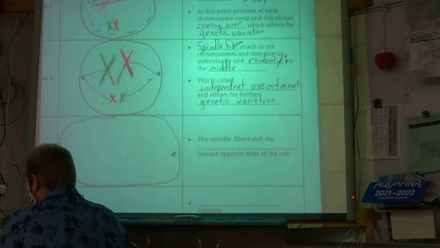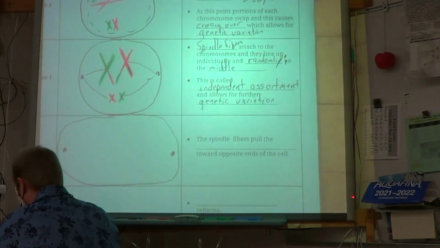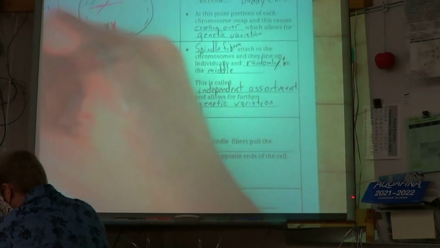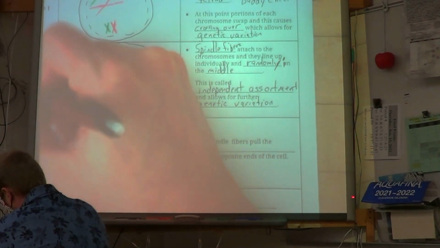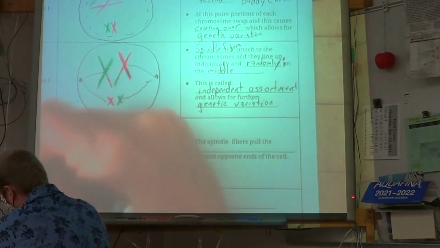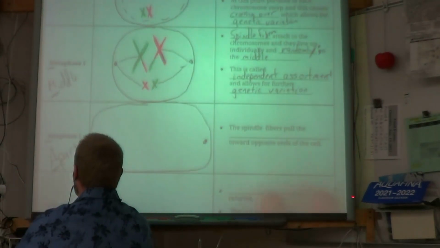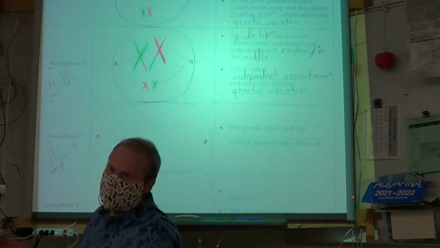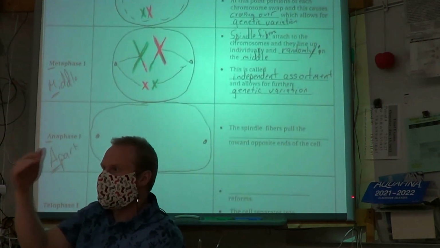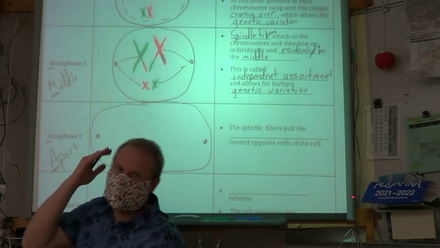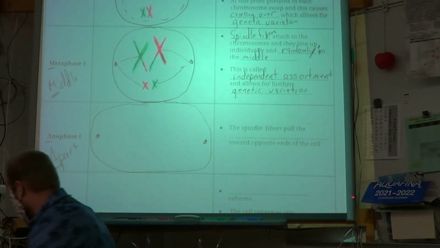Okay, now we get into Ana. Ana apart, Ana apart, just like meta was middle. And like I said, when you're thinking about meiosis, think about homologous chromosomes. So homologous chromosomes go to the middle. And in Ana apart, what pulls apart? The homologous chromosomes pull apart.